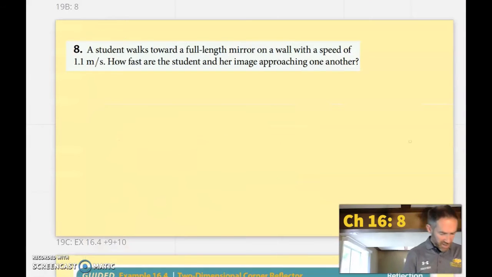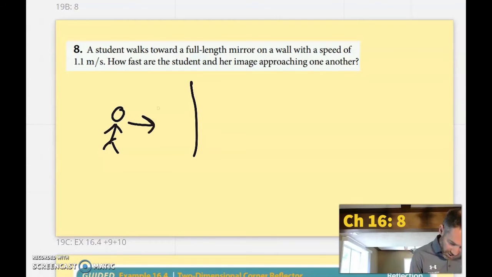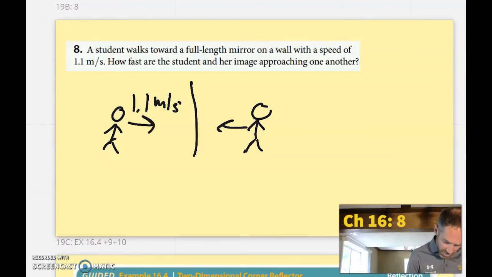h. It's a neat one where you have a student approaching a mirror. Here they are, approaching a mirror, walking this way at 1.1 meters per second. And of course there's going to be an image inside of there. It's going to be just as far into the mirror as they are, and it's going to be walking this way at 1.1 meters per second. The two of them are always going to be the same distance away from the mirror, and so we know that they're going to be moving at the same speed. As this person moves a step, this person moves a step.